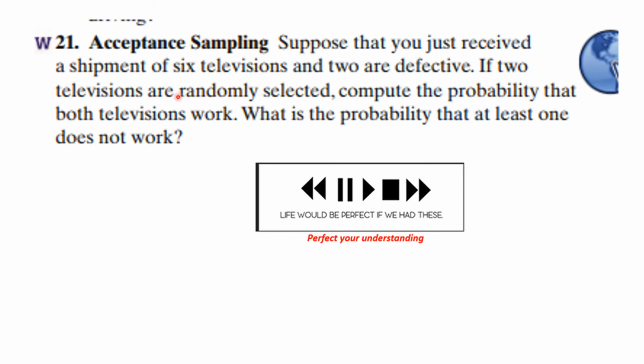Here's a problem for you to consider. Suppose you just received a shipment of 6 TVs, 2 are defective. You pick 2 at random. What's the probability both of them work? And then what's the probability at least one of them does not work?